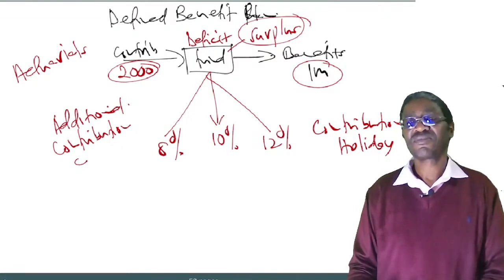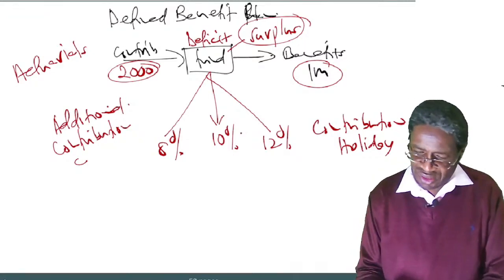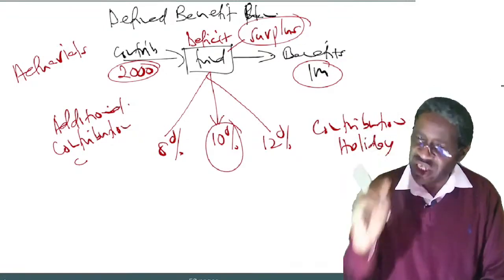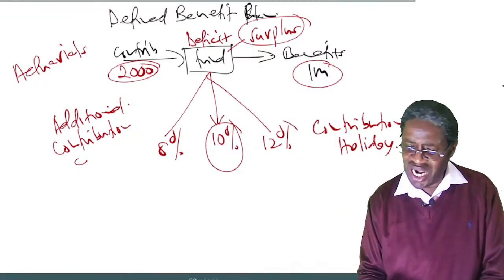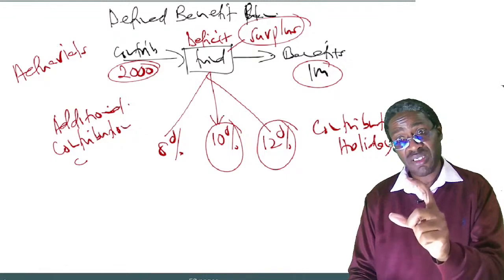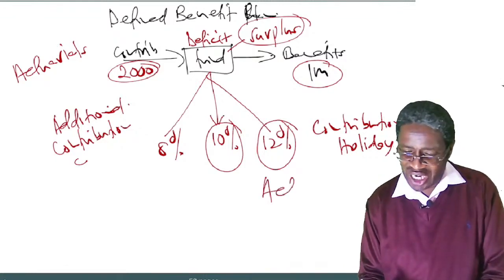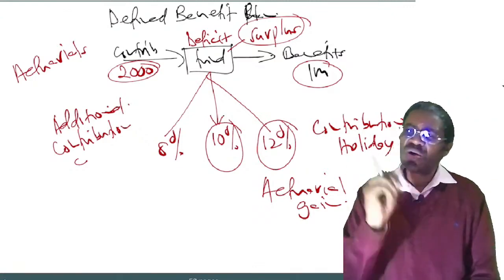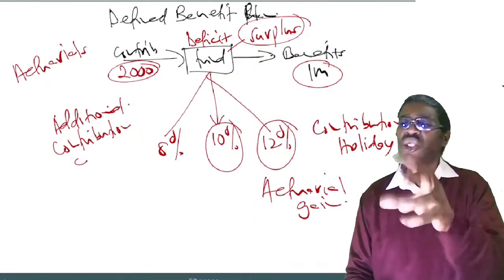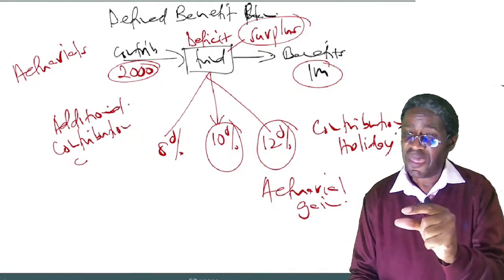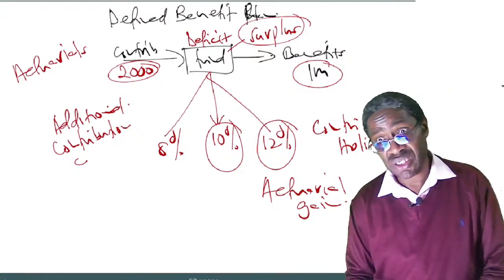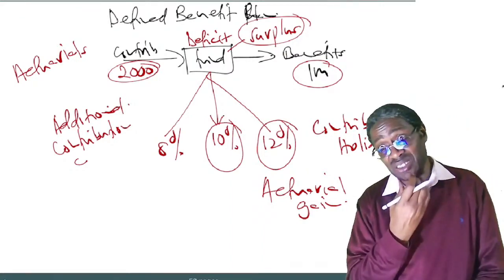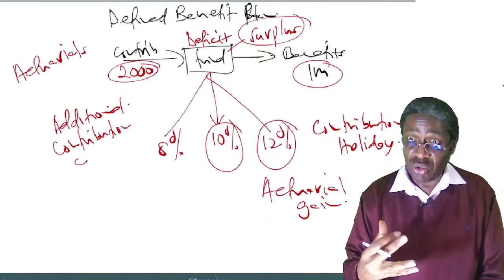Now listen. If you projected to be earning 10% and your fund now is earning 12%, then we say your fund will have what we call an actuarial gain. In other words, an actuarial gain will occur when the actual earnings in the fund exceed the projected earnings. When your actual earnings in the fund exceed the projected earnings, that gives rise to what we call an actuarial gain.